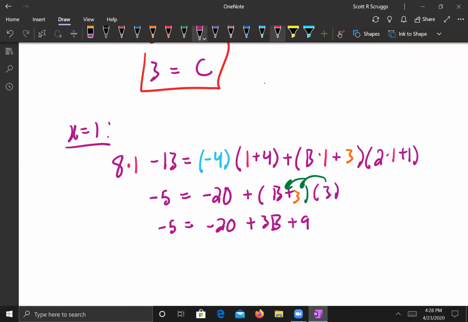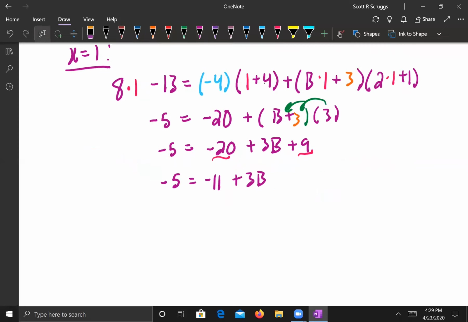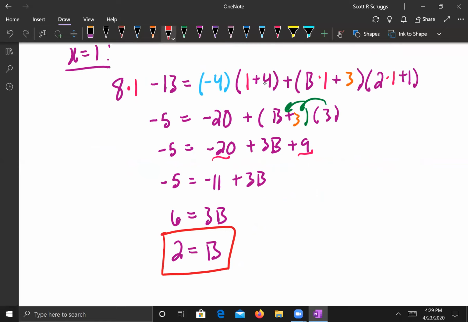And now I combine like terms. Negative 20 plus 9 is negative 11. Negative 11 plus 3b equals negative 5, which I'll write down now. Add both sides by 11. I'll get 6 equals 3b. Then dividing by 3, I conclude that 2 equals b. And now I'm 3 for 3, and I got the same answer that I did with method 1.